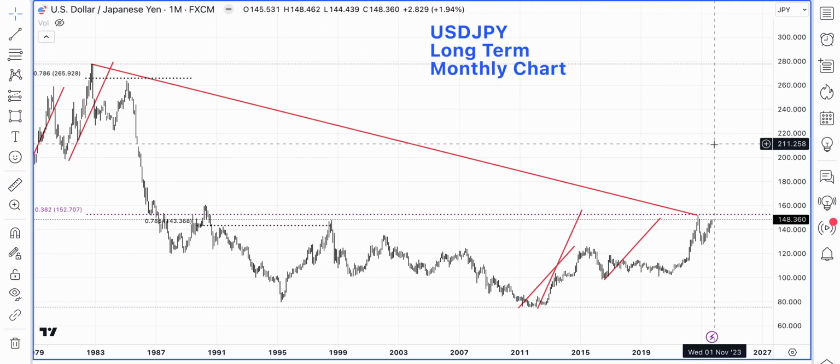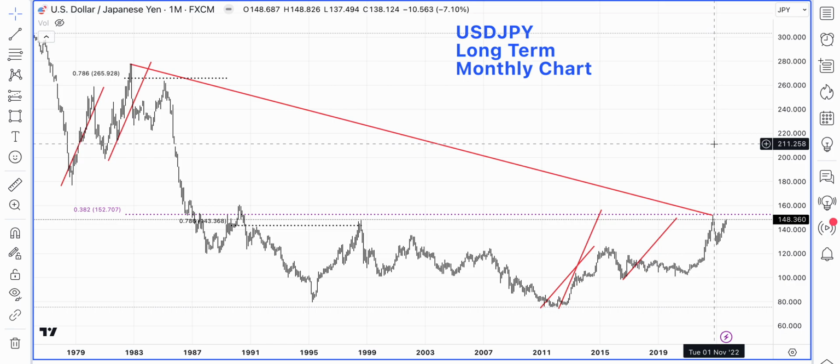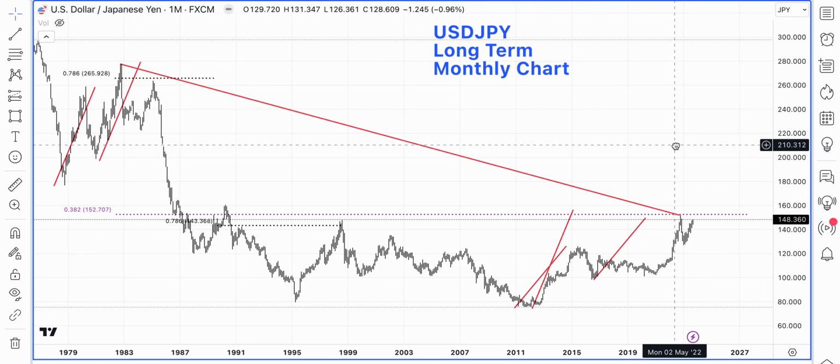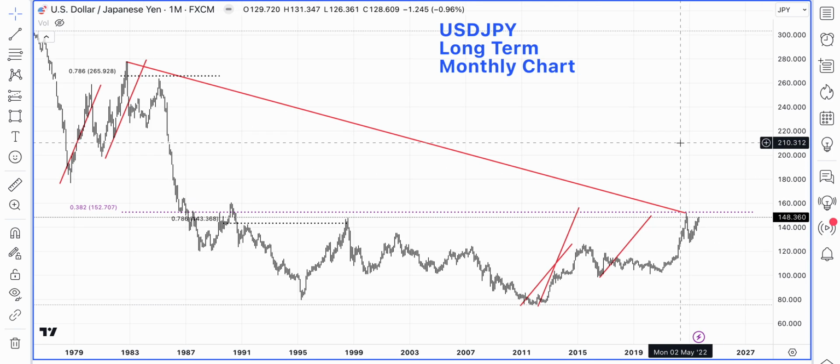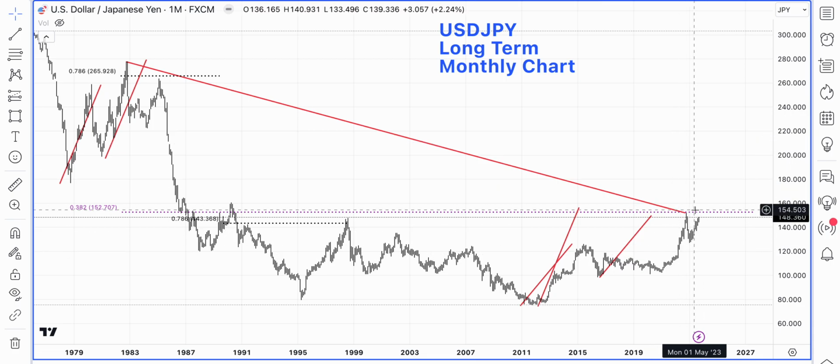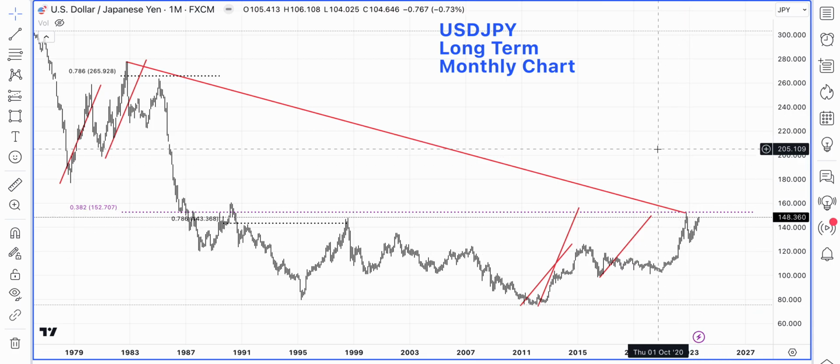So for the dollar yen, really important levels where the market is trading right now and approaching these key levels, 38.2% Fibonacci retracement, and what the market is likely to do, we have to wait and watch and see. And then based on the pattern recognition, we'll be able to assess what the market might be likely to do.